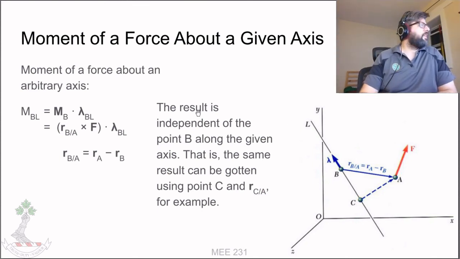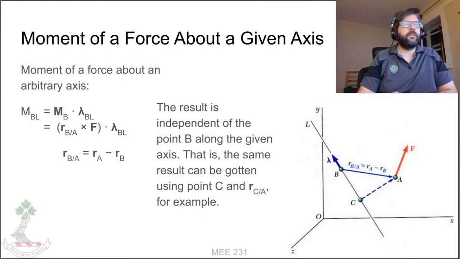Now we'd like to point out again that the result we end up with here is a scalar product. So again, we're not showing that as a vector on our graph here.